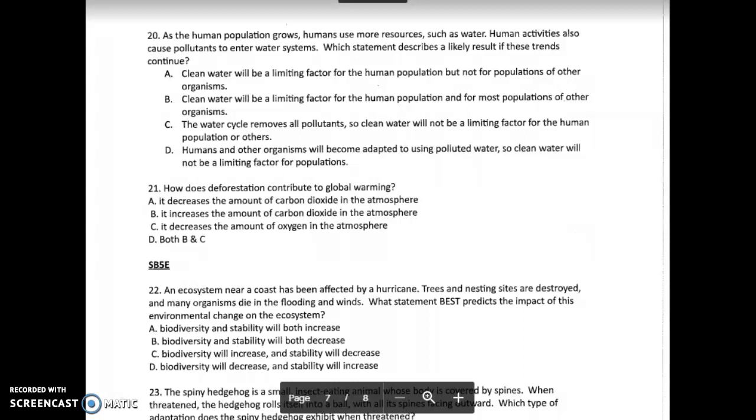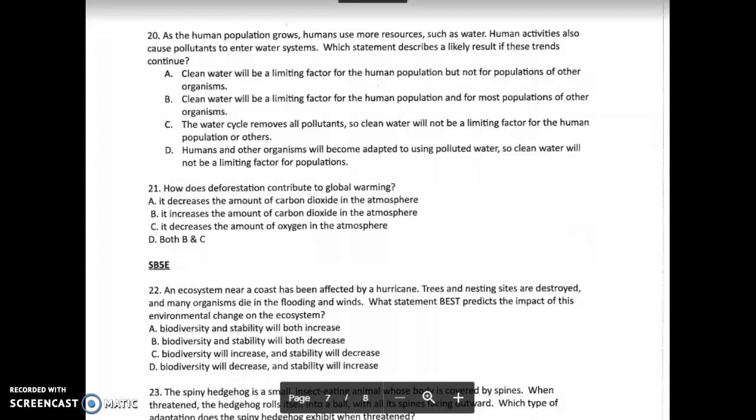Number 20. As the human population grows, humans use more resources such as water. Human activity also causes pollutants to enter the water systems. Which statement describes a likely result if these trends continue? A. Clean water will be a limiting factor for the human population, but not for populations of other organisms. B. Clean water will be a limiting factor for the human population and for most populations of other organisms.